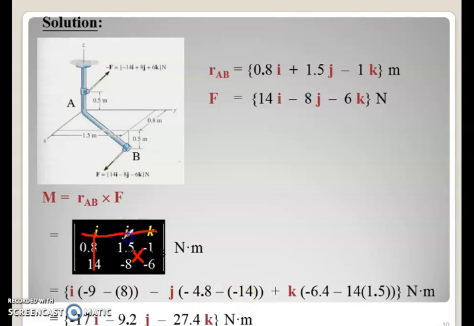And then for J, eliminate this one. Do the cross product between the terms that are not eliminated, and you'll get this one. Do the same thing for the K component and you will get the answer in vector form. It's like this. So this is the moment of your couple moment system in vector Cartesian notation. That's it.